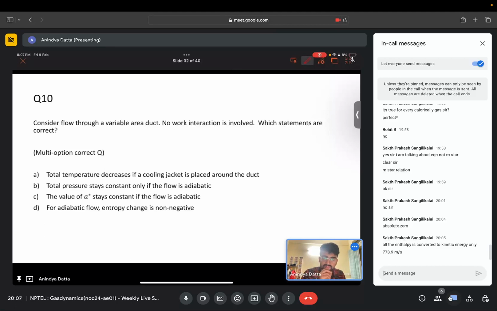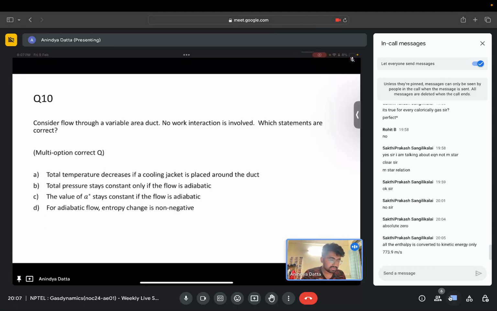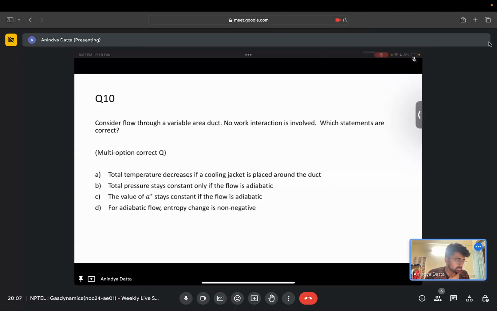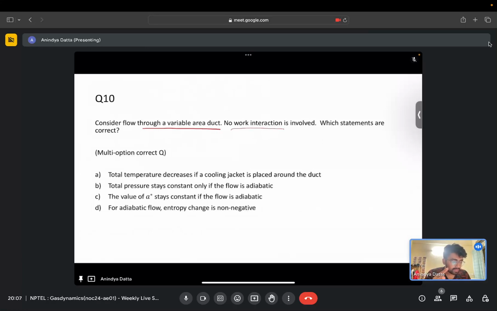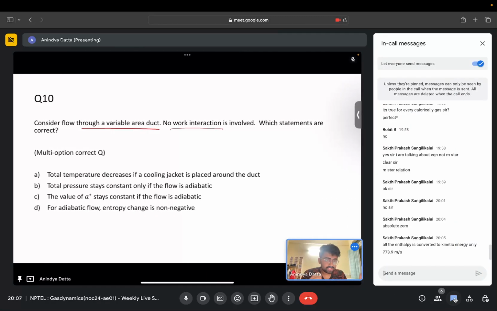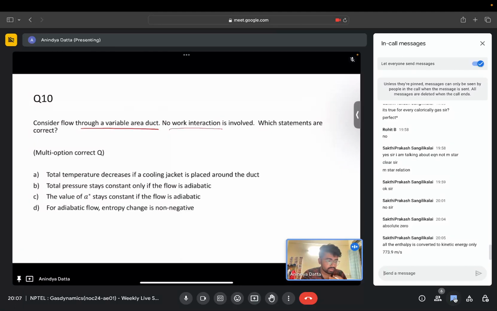We have time for this, so let's just go through these ones. I think we have discussed this. This will be the last question, an important MCQ. We have a flow through a variable area duct with no work interaction involved. Which of the statements are correct? This is a multi-option correct question, so let's go through the statements quickly and see which of them are true.